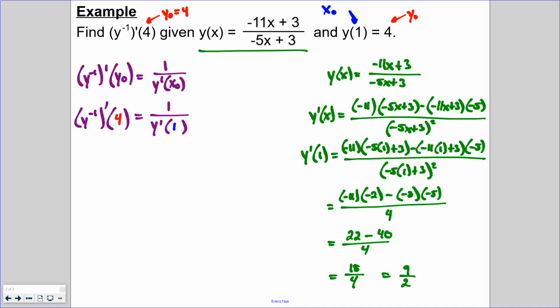All right, so now that we know y prime of 1, we can substitute that into our derivative. So we're going to get 1 over 9 halves, and we can throw 1 over 9 halves in the calculator to get an inverse derivative of 4 to be 2/9.